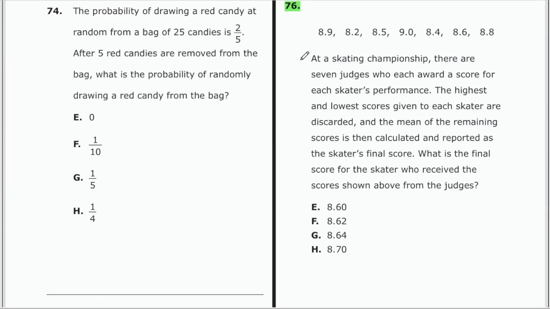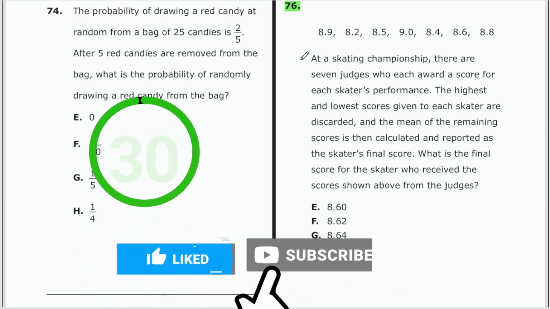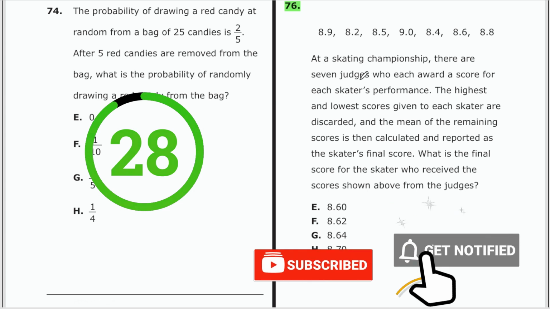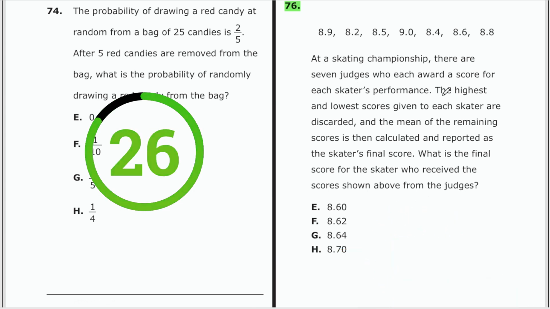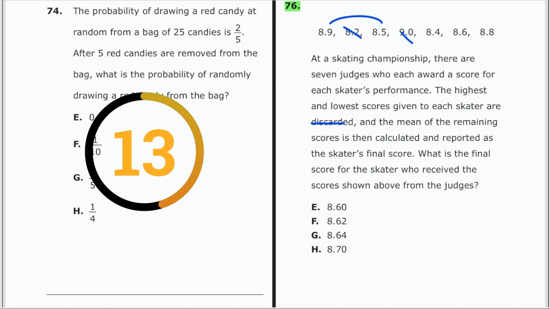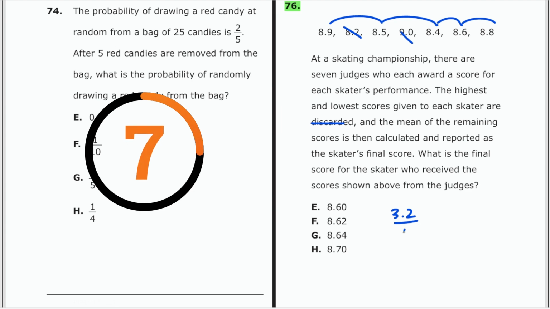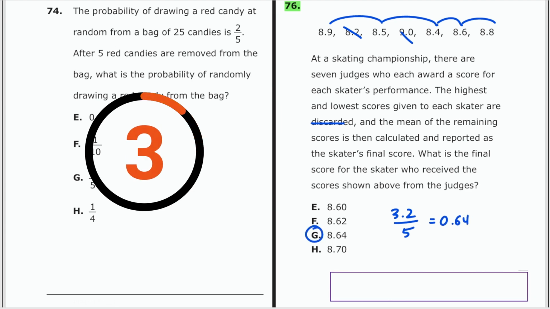So, how can you do this problem in 30 seconds or less? At a skating championship, there are 7 judges who each award a score for each skater's performance. The highest and the lowest scores given to each skater are discarded. That's important. And then the mean is calculated. What's the final score? So this is the lowest, this is the highest. We have 1.4, 1.8, 2.4, 3.2. 3.2 divided by 5 is 0.64, and the answer is G.